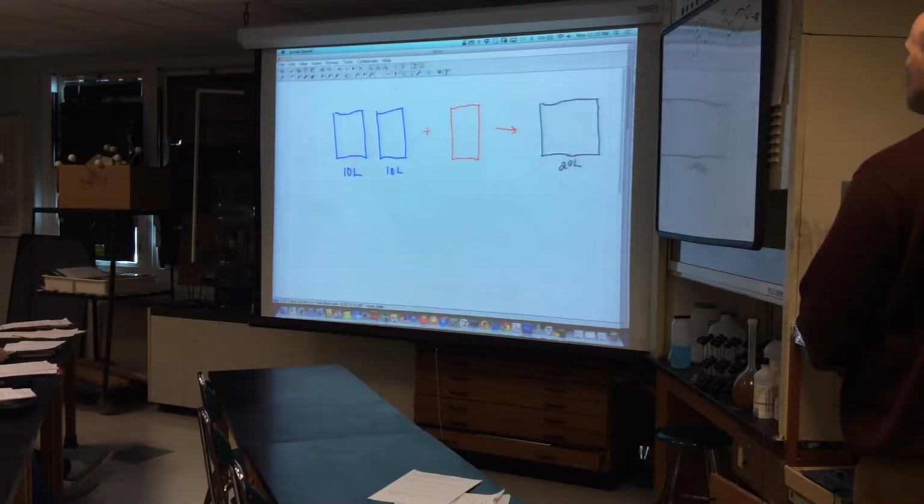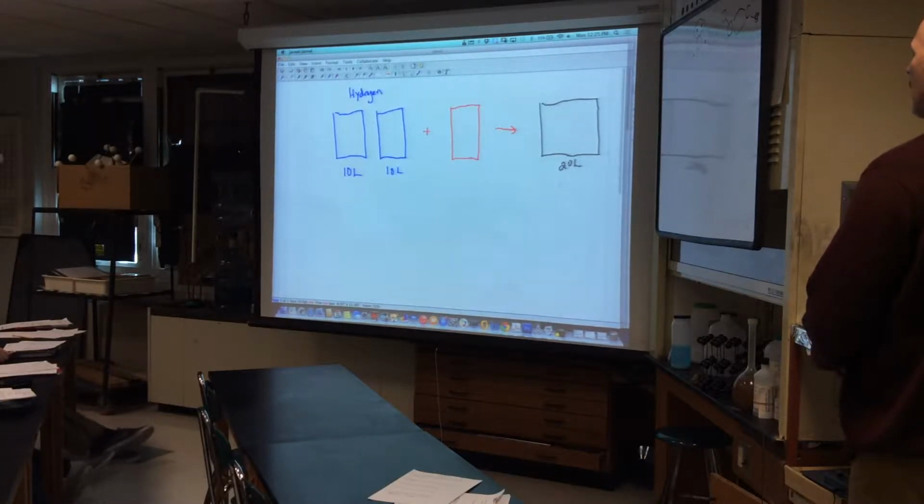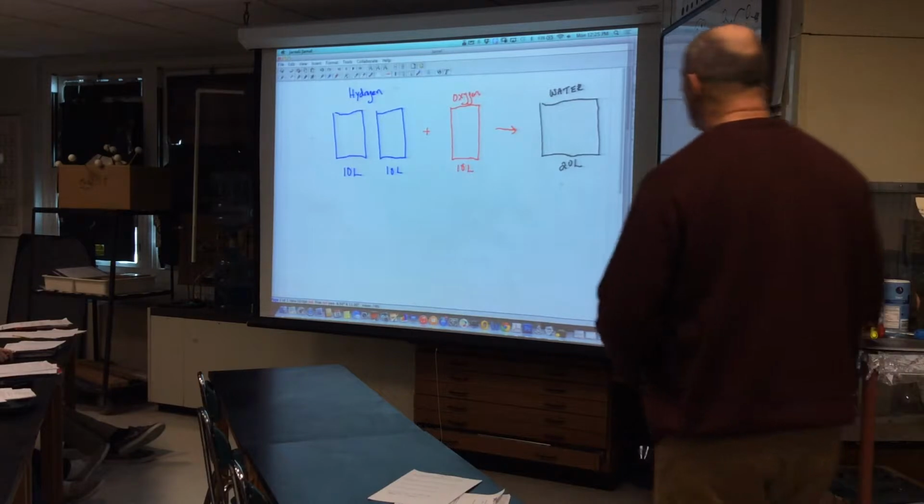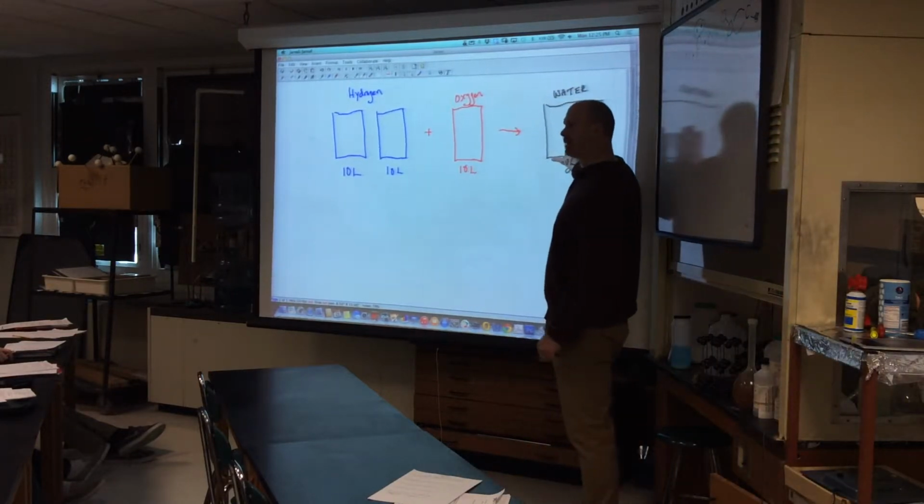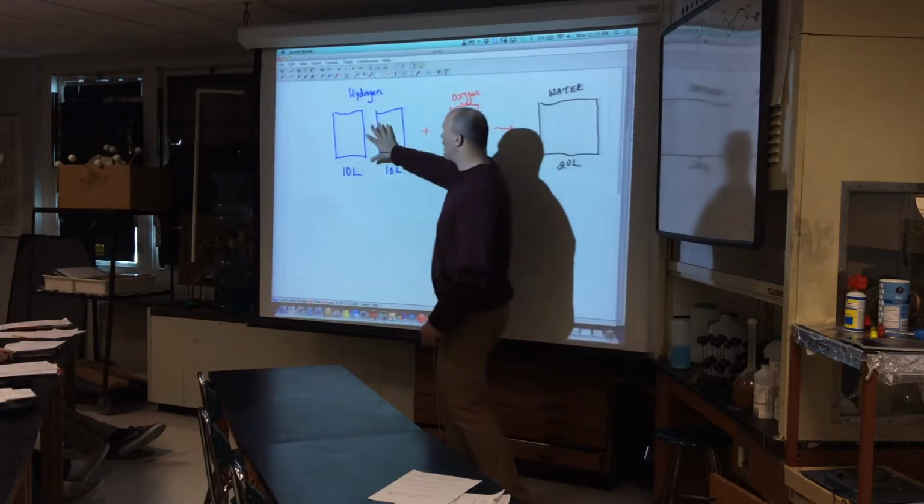So Gay-Lussac found that when I had hydrogen, and they didn't know what the chemical formula was, that's what the analytical chemist found, and I had oxygen, and of course I made water. Gay-Lussac discovered that if I take 20 liters of hydrogen and 10 liters of oxygen, it would make 20 liters of water exactly. Twice as much hydrogen as oxygen.